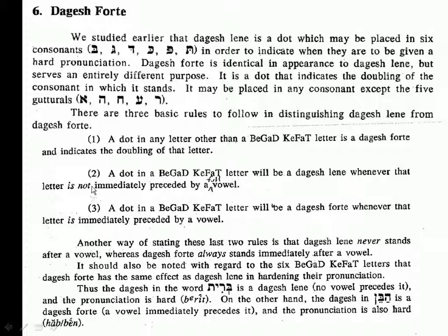So did I mispronounce the number 2 here? It's Dagesh lene whenever that letter is not immediately preceded by a full vowel. It's a Dagesh Forte whenever that letter is immediately preceded by a vowel. So this next sentence may be easier to comprehend. It says another way of stating these last 2 rules is that Dagesh lene never stands after a vowel, whereas Dagesh Forte always stands immediately after a vowel. And again, in both of those cases, I think he should have made it clear, full vowel. Dagesh lene never stands after a full vowel, and Dagesh Forte always stands after a full vowel.